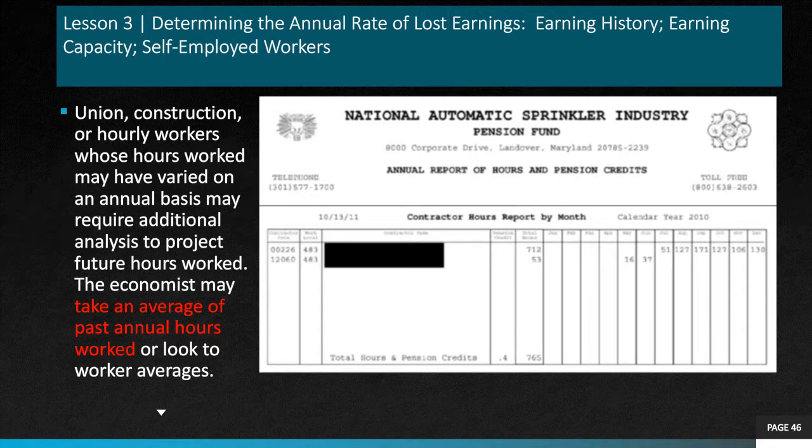So sometimes for people who work hourly, you may want to go back farther, maybe 5 or 10 years, to see how their hours vary from year to year, and take an average of those and then multiply it by their wage rate. Okay. The other thing that you can do for those is sometimes the union will just have average hours for people in that trade, and you can rely on that as well.